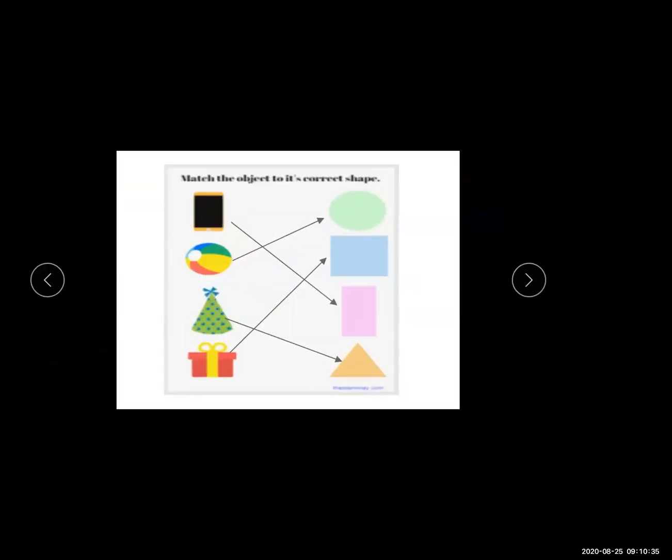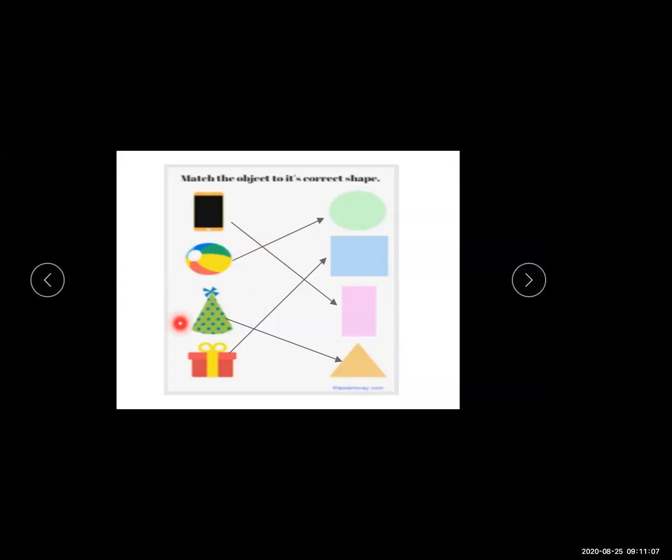See, these are the objects given here and some shapes are given here. Now what is this? This is mobile phone. And which object is similar to that shape? See, this is the triangular shape. So this object is similar to this shape. Now what is this? Ball. And which object is similar to this ball? This circular shape. So that's why we have matched this ball with this circular shape.